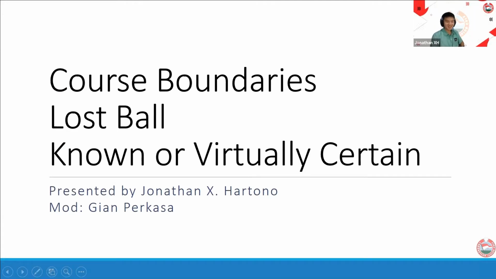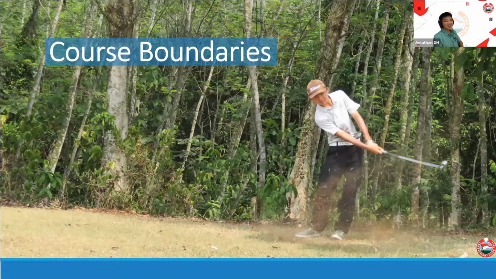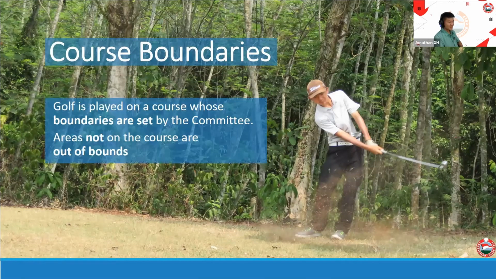And as what he said, this is course boundaries, lost ball, and a final topic which will be related to lost ball, and that is known or virtually certain. If you have any questions, you could just unmute or just type it down later, and we will have a Q&A after we finish. So let's start with the very first topic, which is at the top. It is course boundaries. Now, what is a course boundary?